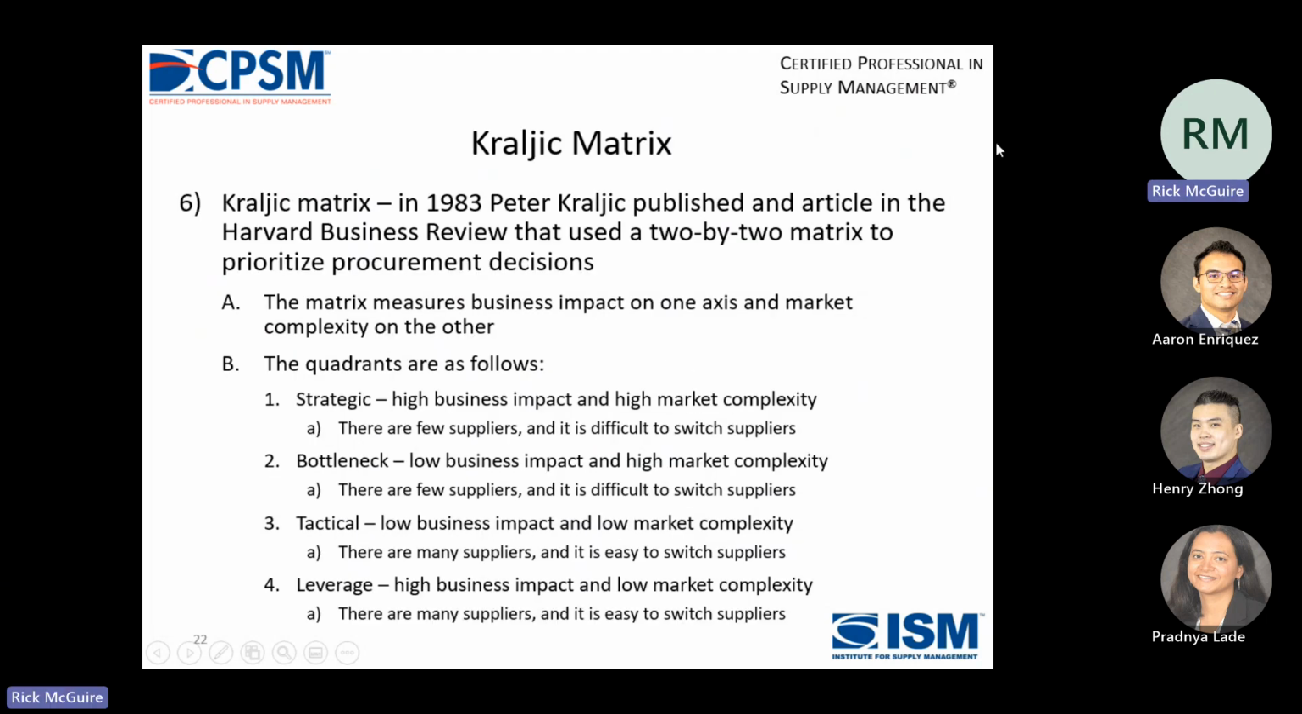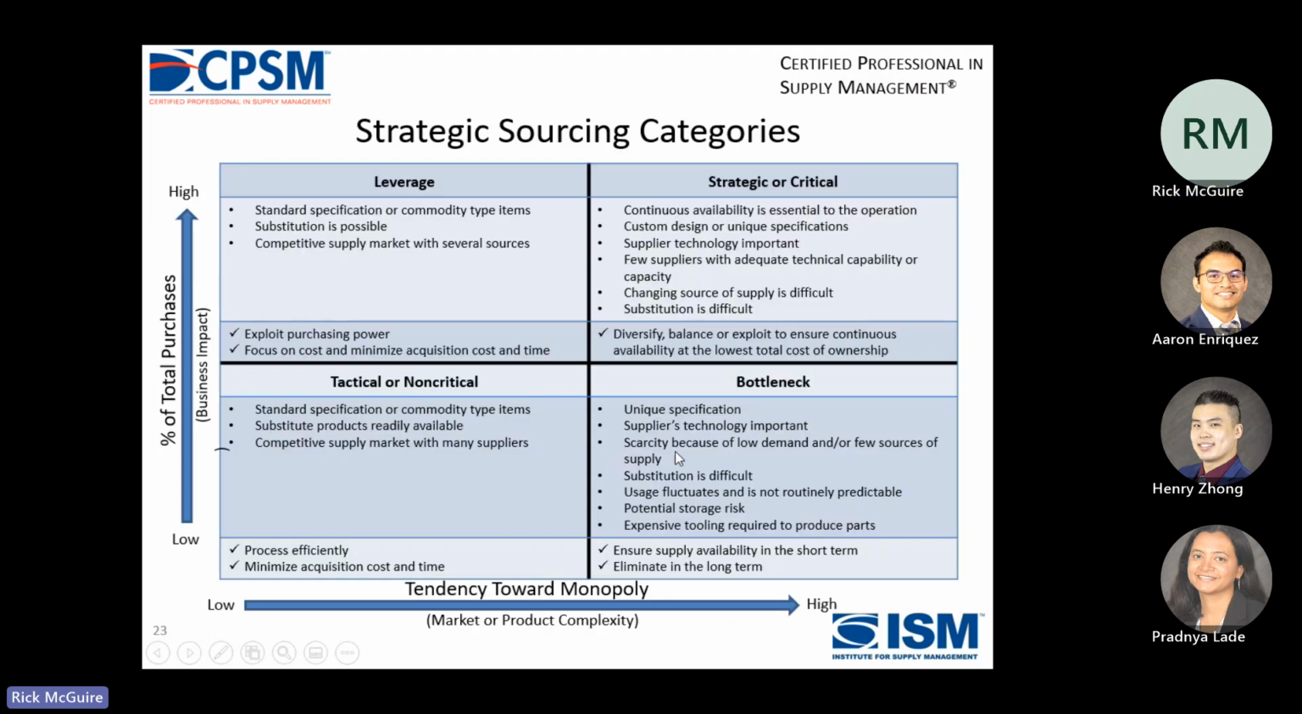Now we got something called the Kraljic matrix, kind of a funny spelling, because this guy, Peter Kraljic, in 1983, which is what, 40 years ago? 40 years ago, he published an article in the Harvard Business Review that used this 2x2 matrix that prioritized procurement decisions, or where you're going to put your resources in procurement. Business impact on one axis and market complexity on the other. So you got strategic, bottleneck, tactical, and leverage, and I'll kind of run you through them.